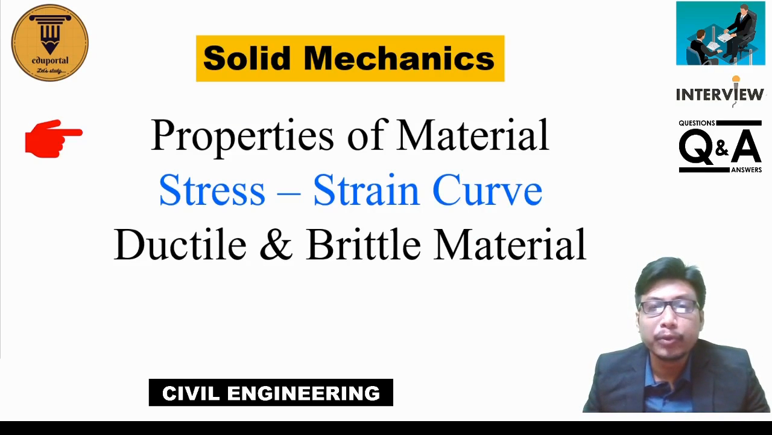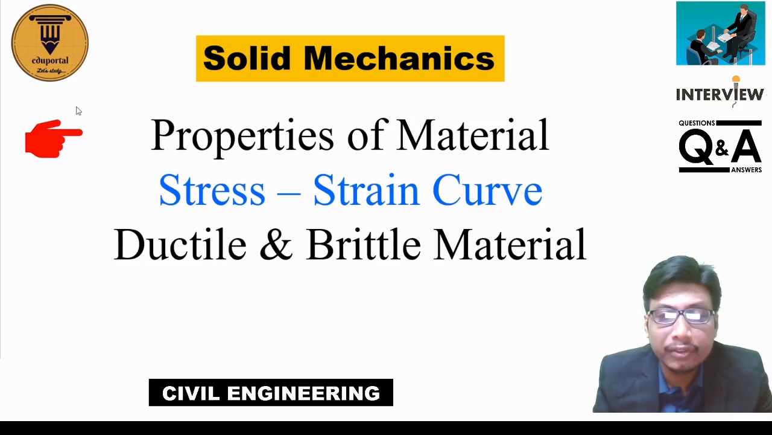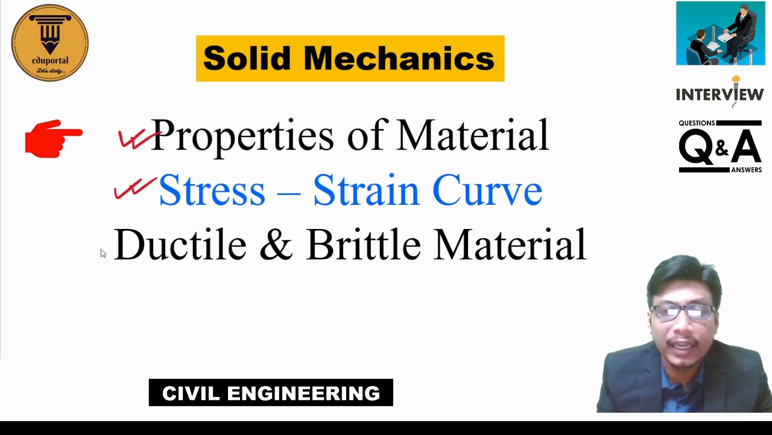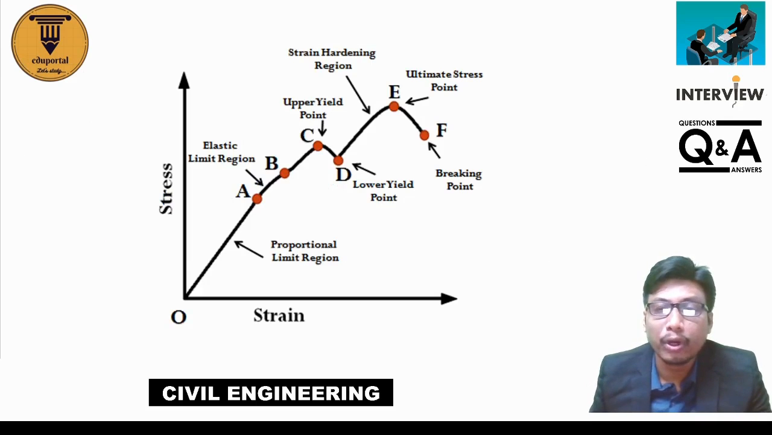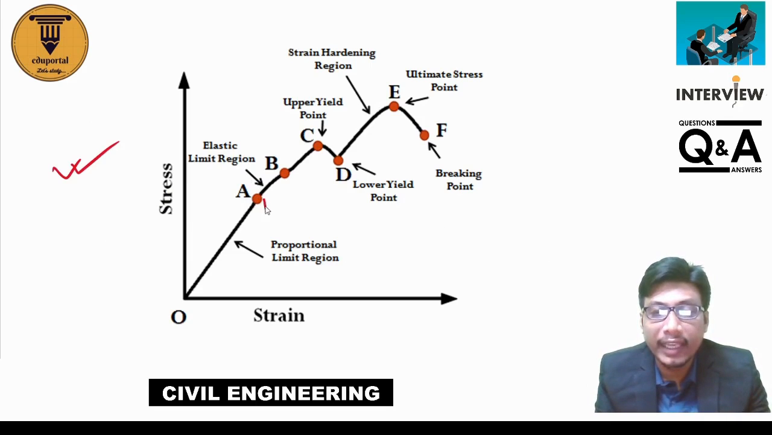Now we will move to the solid mechanics section, where they will ask questions on properties of material, stress strain curves of ductile and brittle material, etc. You will be asked to draw the stress strain curve of mild steel. You need to draw this curve and mention all the points: A is the proportional limit point, B is the elastic limit, C is the upper yield point, D is the lower yield point, E is the ultimate stress point, and F is the breaking point or fracture point.